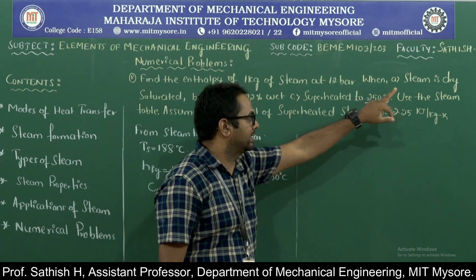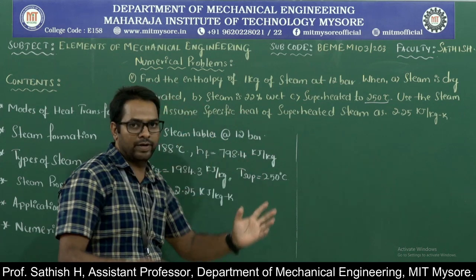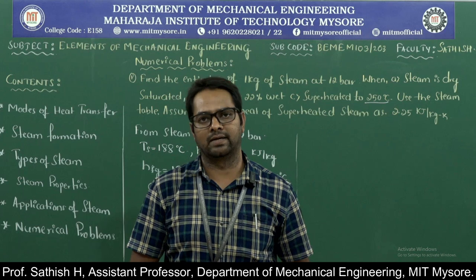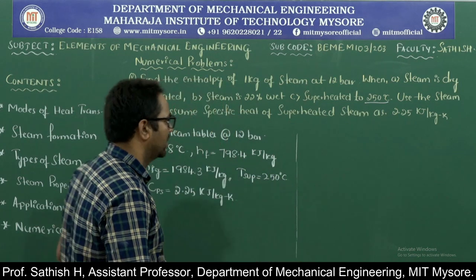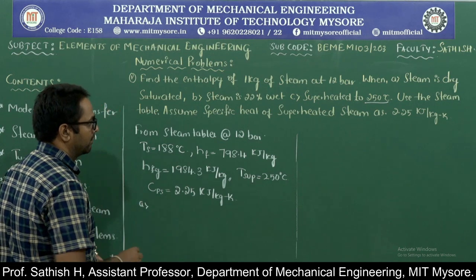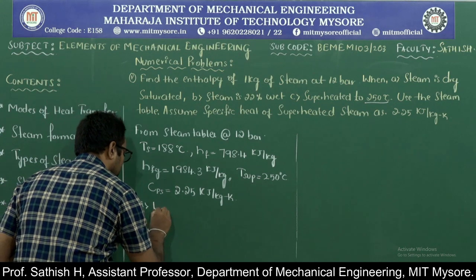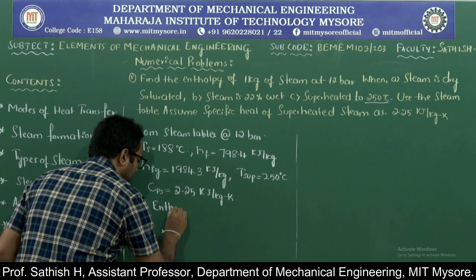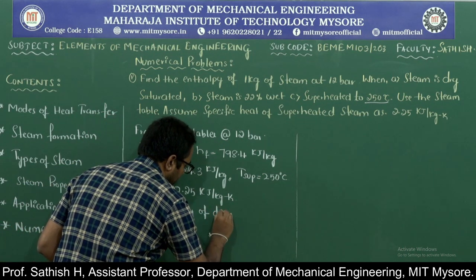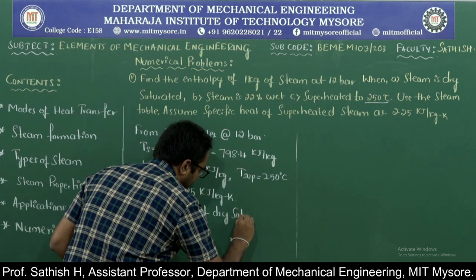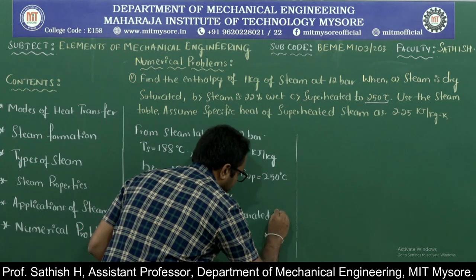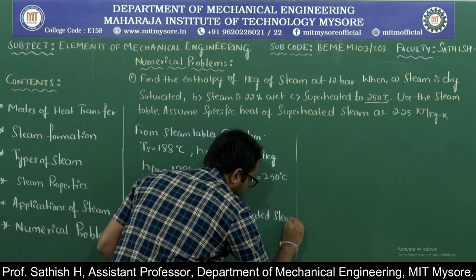The first unknown: when the steam is dry saturated, what is the enthalpy of that steam they are asking us. So A is the enthalpy of dry saturated steam.